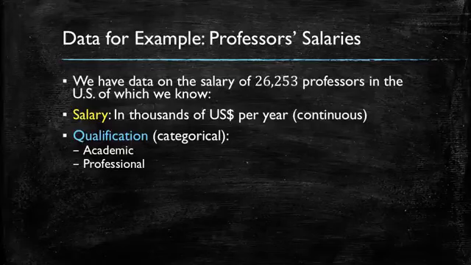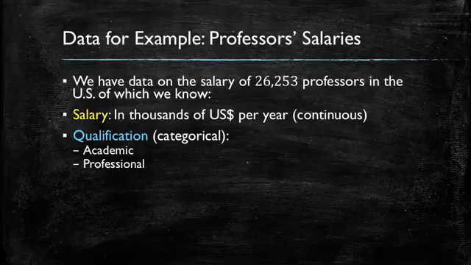And we're going to have 2 different attributes of them. One is going to be their qualification, which is going to be a categorical variable. A professor can either be an academic or a professional. An academic is the usual professor who does some research and works in a university, but a professor could also be a professional that works in industry and simply takes the teaching position as a part-time job.